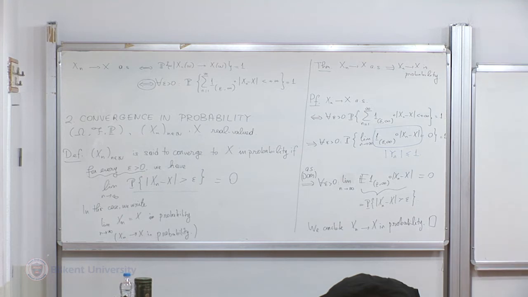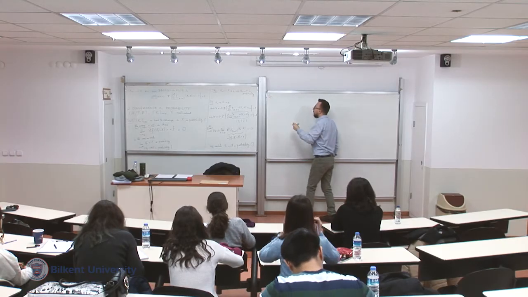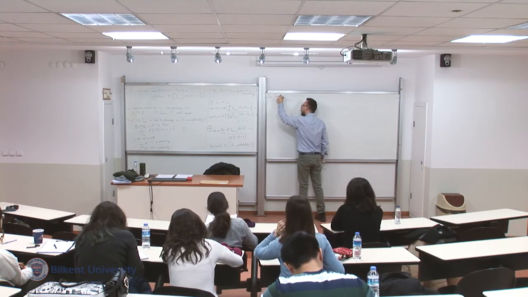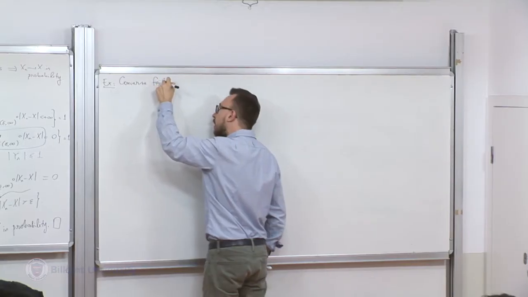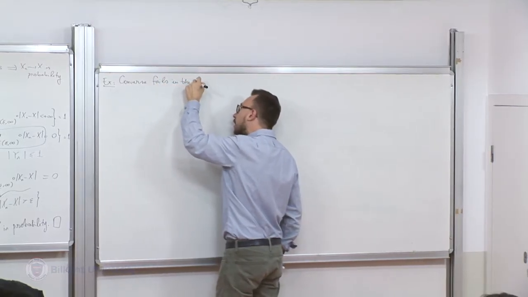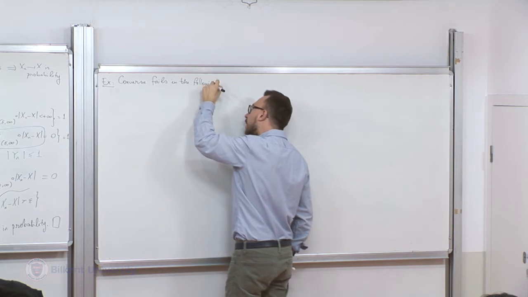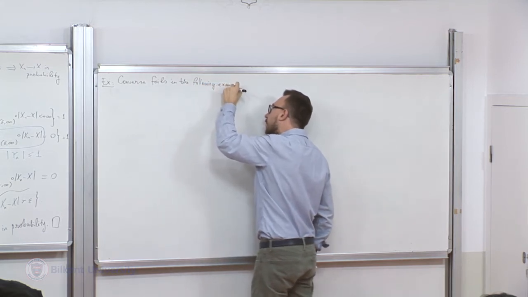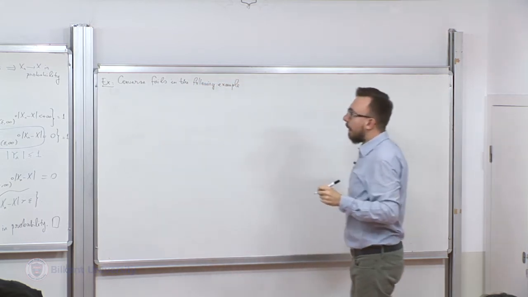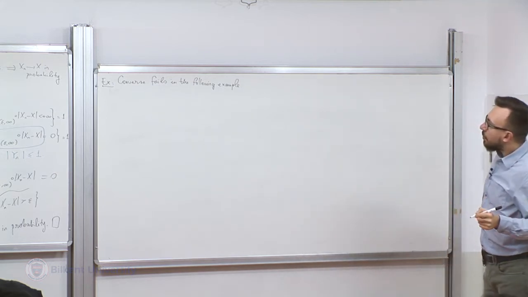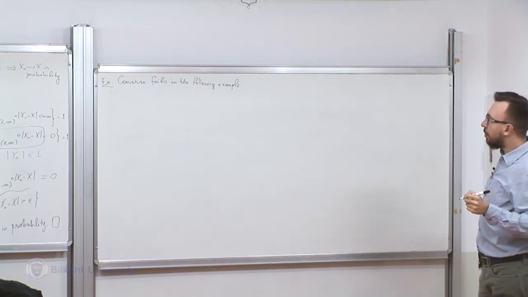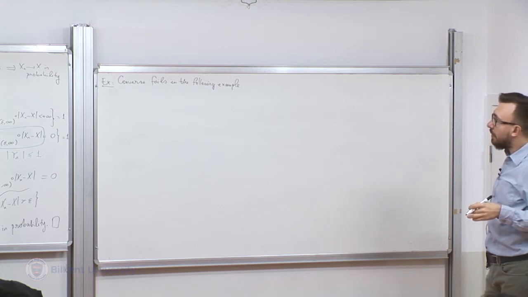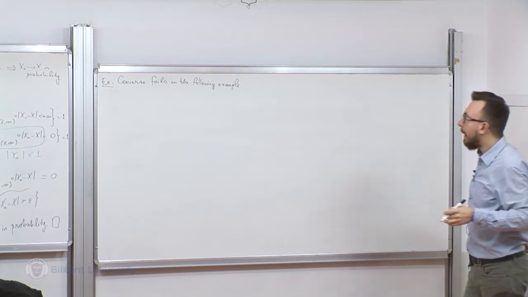Okay. Yes? Can you give an example when the reverse doesn't hold? Exactly, this is what we're going to do next. So the converse fails in the following example. We want to have a sequence that is convergent in probability, but not almost surely.